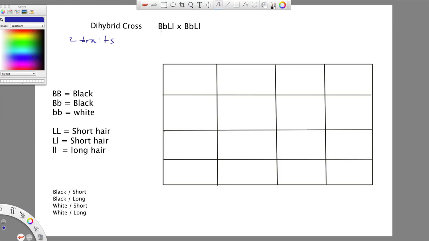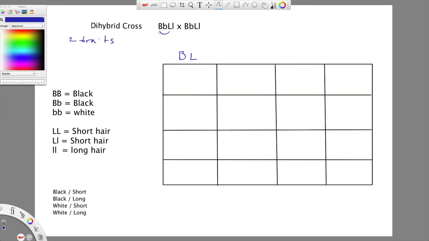To get started, what we first need to do is determine the gametes, or the sex cells, that each one of these individuals can produce. When we make those gametes, we just need to remember that they have one allele for each gene inside of the gamete. So to get started, this individual here can make a big B and a big L. I'll go ahead and put that gamete here.